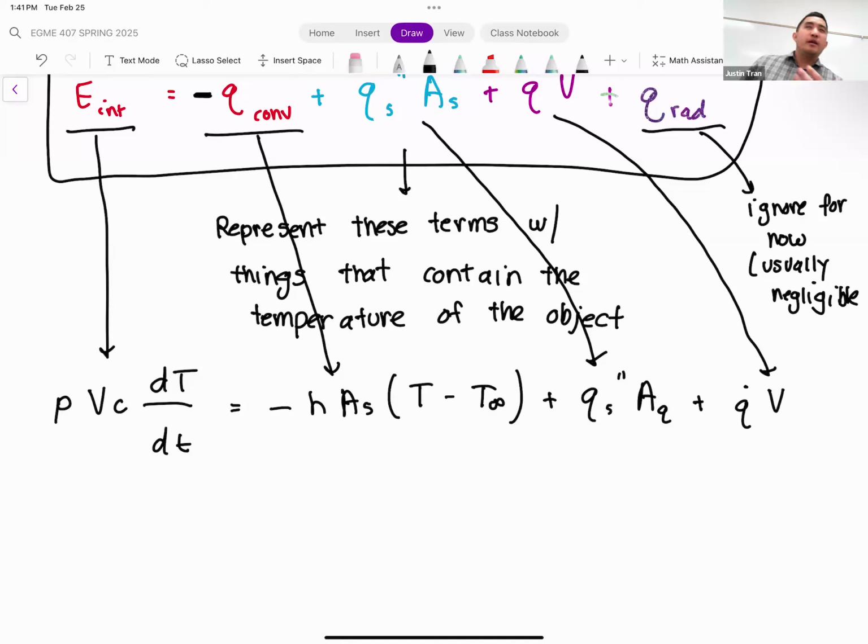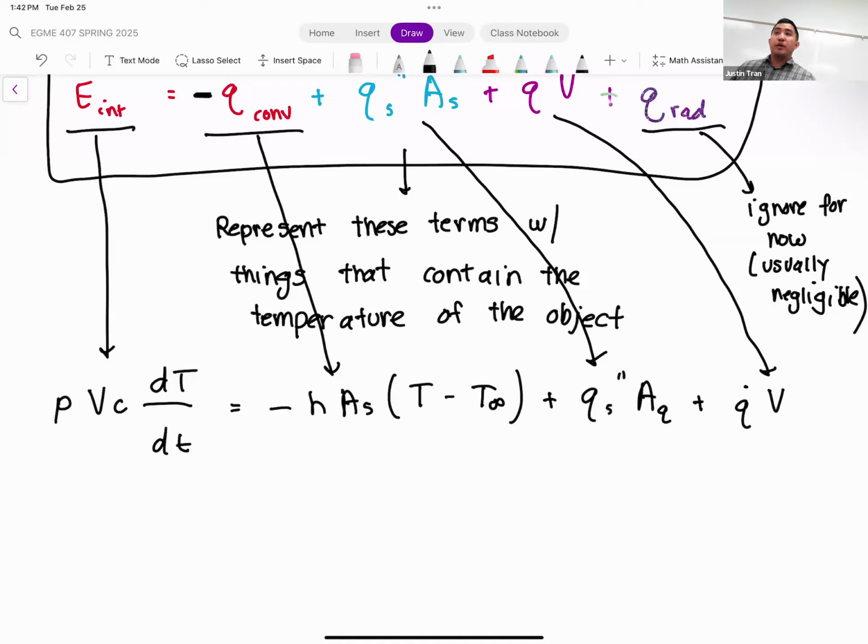Okay. Again, unless you're doing kind of space application. And mathematically, it's really hard to deal with because radiation is actually proportional to the temperature raised to the 4th power, which is a pain in the butt to kind of solve for. Okay. So here's our equation. And so, of course, let's go ahead and simplify this.